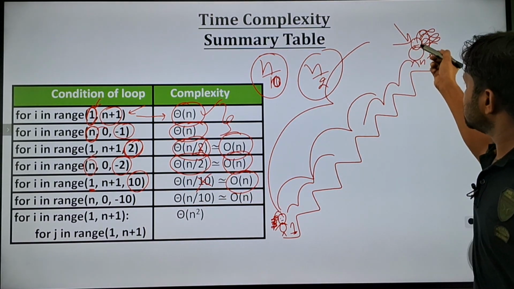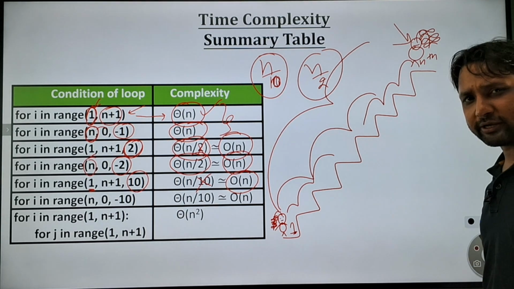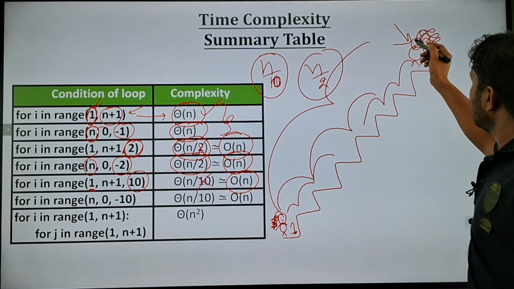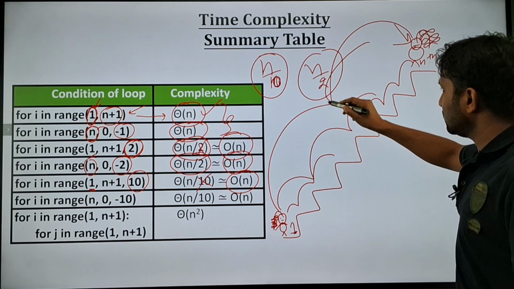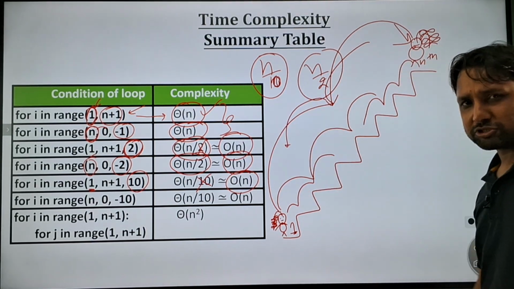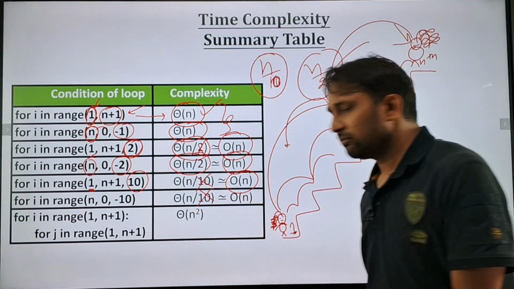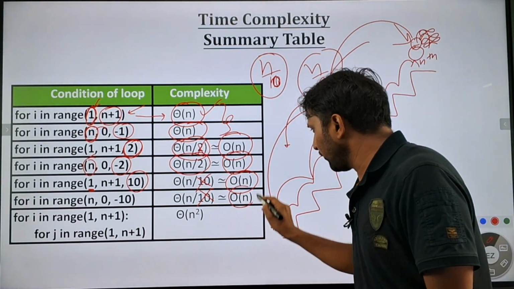She also copies and says that she also wants to take 10 steps. She may be jumping from here like Spider-Man and coming down, and she will also take the same time, n by 10. 10 is the constant over here, order of n time.